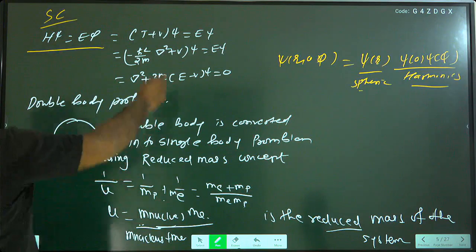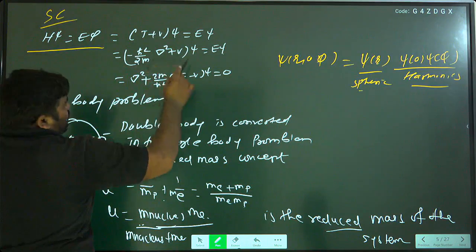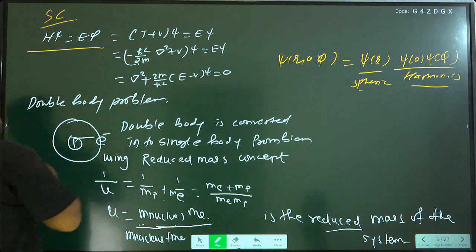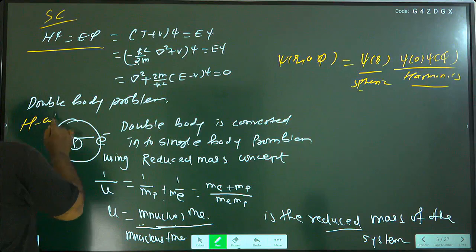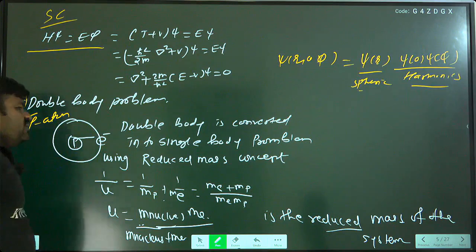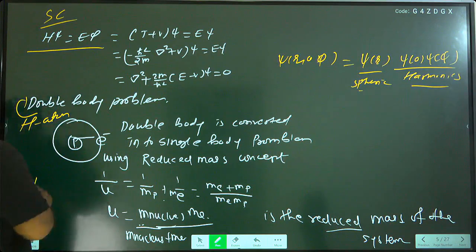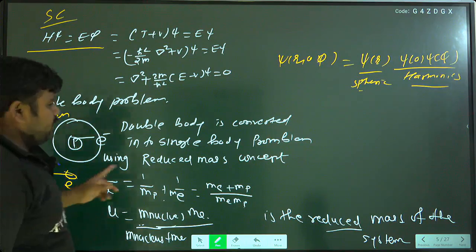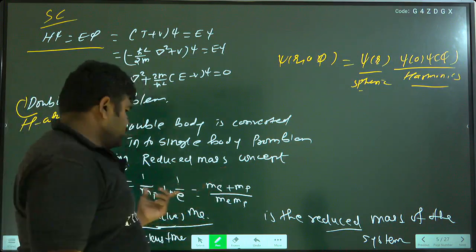Next, e taken on this side becomes minus, but minus multiplied by minus, so e becomes minus v. Now the hydrogen atom is a double body problem. Why? Because here we consider the proton at the center and the electron moving around it. This is one particle, this is another particle, so we get two particles. Therefore we can say this double body problem is converted into a single body problem by using the reduced mass.